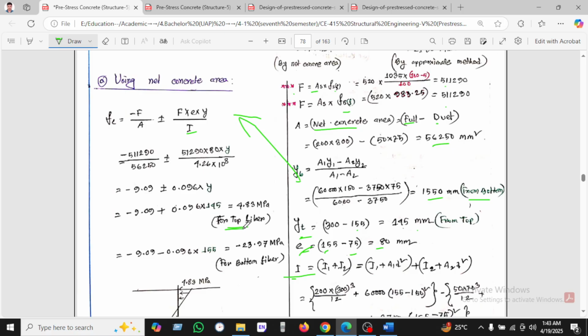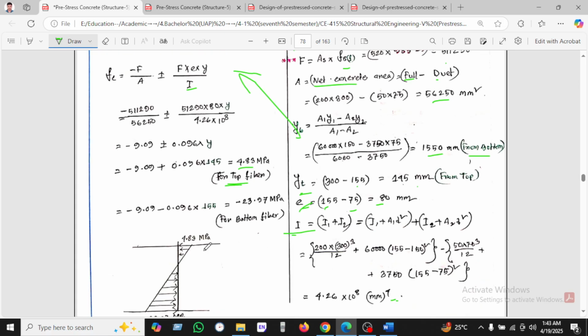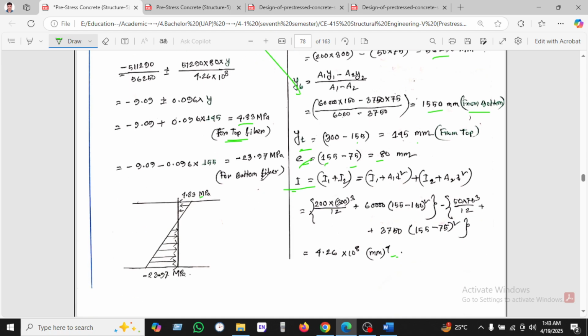For the top fiber we found 48, a positive 48 as we see here, and for the bottom fiber we found minus 23. This is the minus 23. Okay.